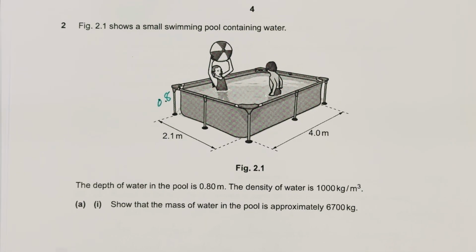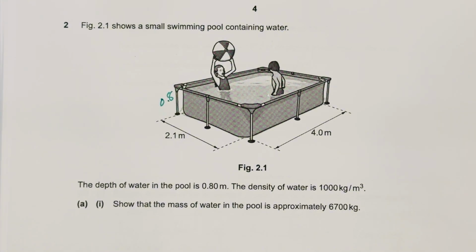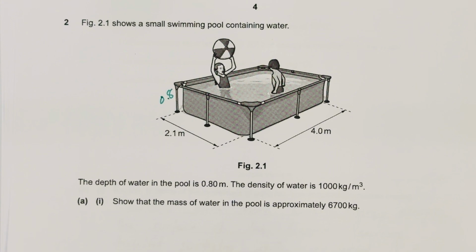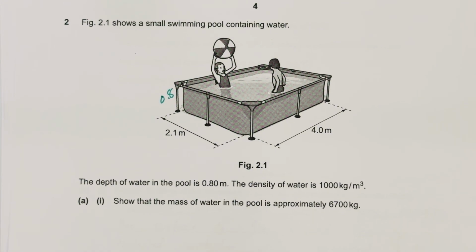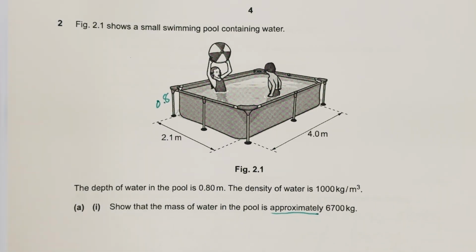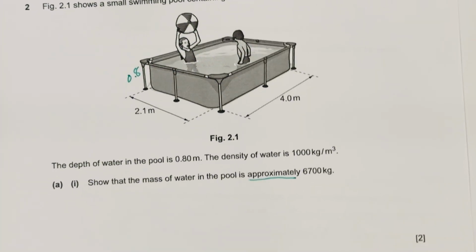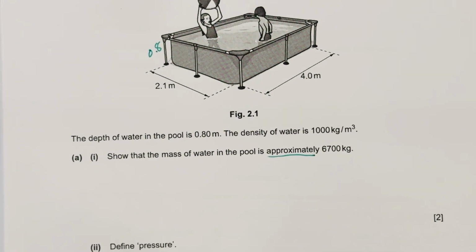The density of the water is 1000 kilograms per cubic meter. Density is given. Show that the mass of the water in the pool is approximately 6700 kilograms. I am underlining this word. Some students get confused when their answer doesn't exactly match 6700, so the examiner has mentioned it should be approximately equal to 6700.